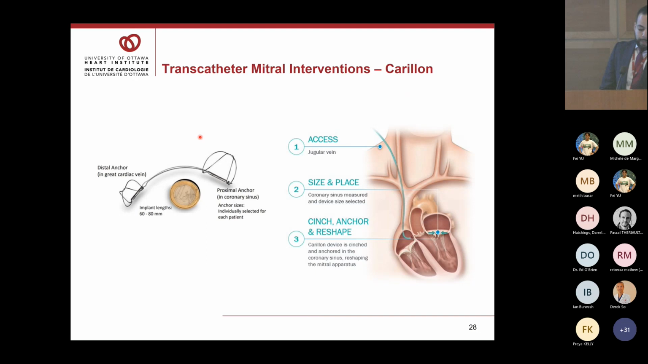There's also the Carillon device, which has a similar idea. The idea is that you cinch the mitral valve, or reshape the mitral annulus, through the coronary sinus. You have an anchor that sits in the coronary sinus and another anchor that sits in the great cardiac vein, with a small device that goes through the IJ. The purported advantage is that you spare your septum, so you don't need to do a transseptal puncture. You can do it all through the coronary sinus, and it's a smaller system, a 10 French system.